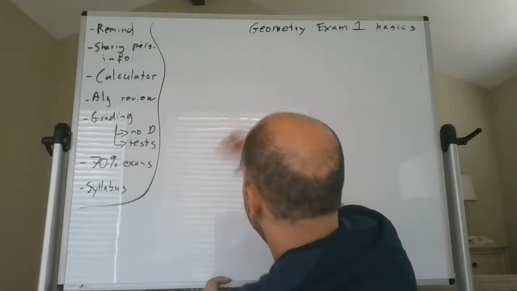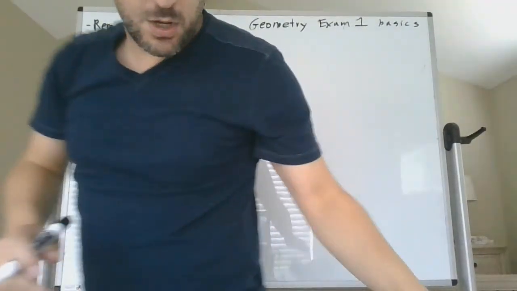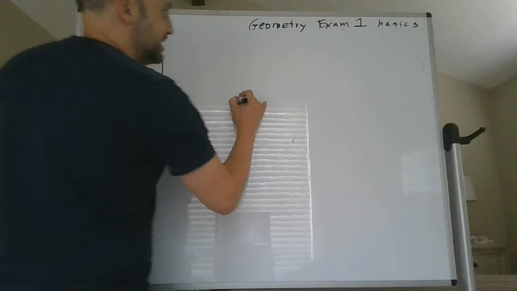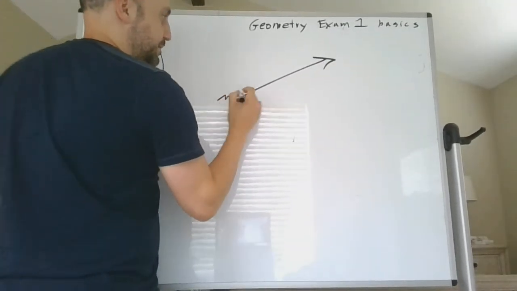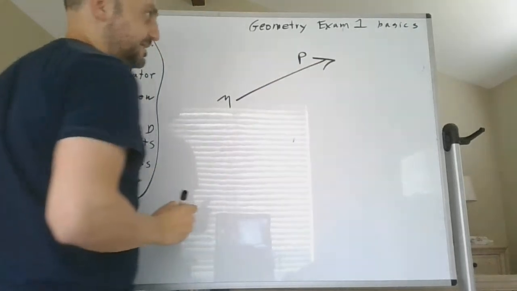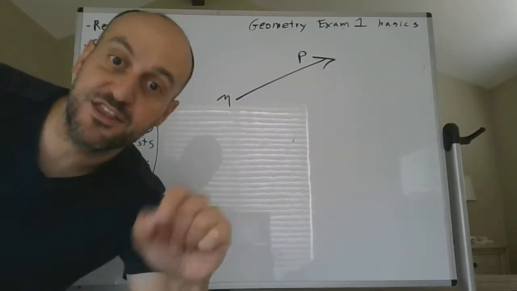So let's look at something interesting. Let's go on from that. What would happen if, let's take a ray right now. I'm going to call this ray MP. Let's take one ray. Let's take another ray.